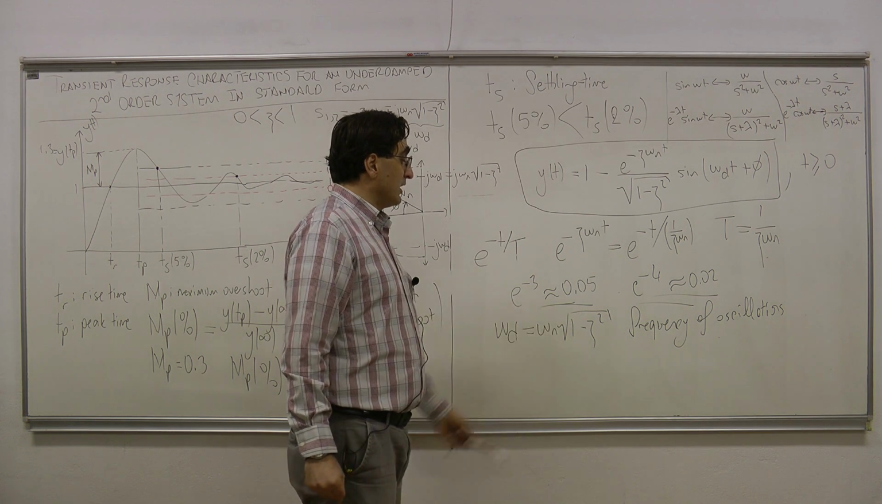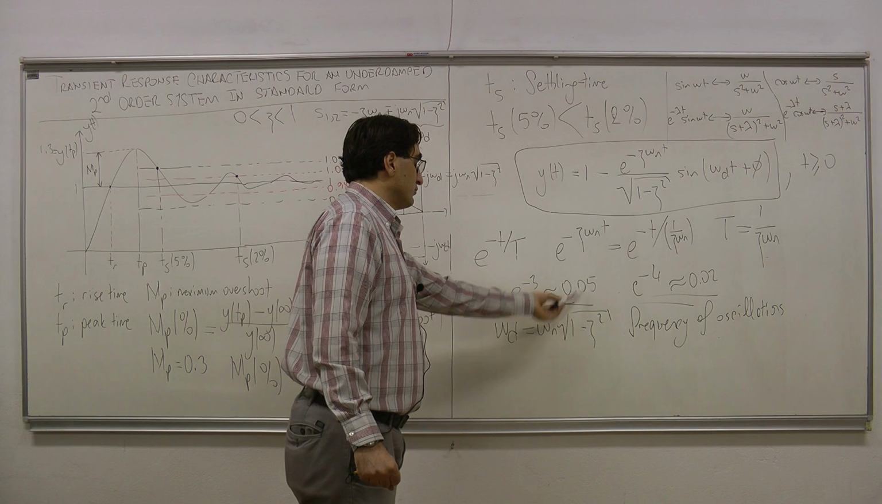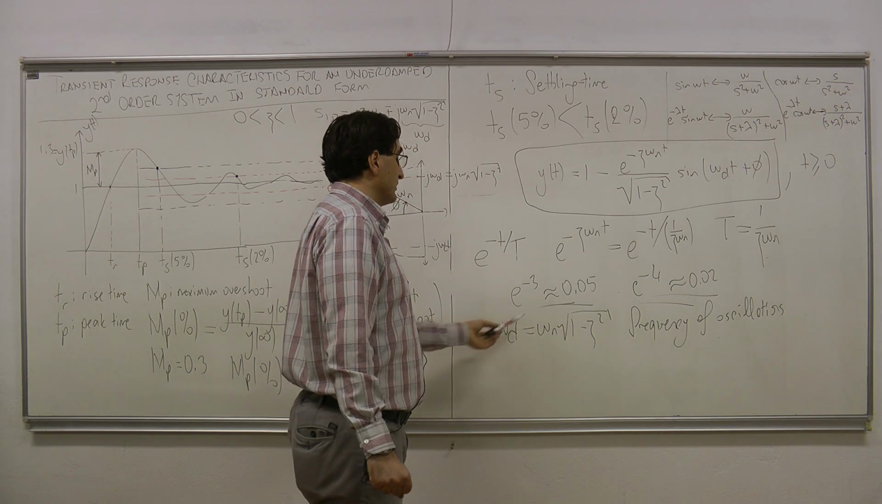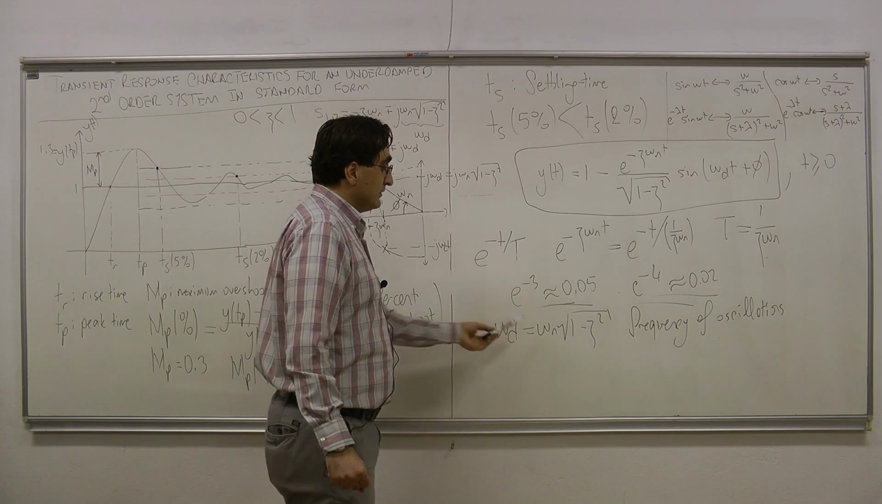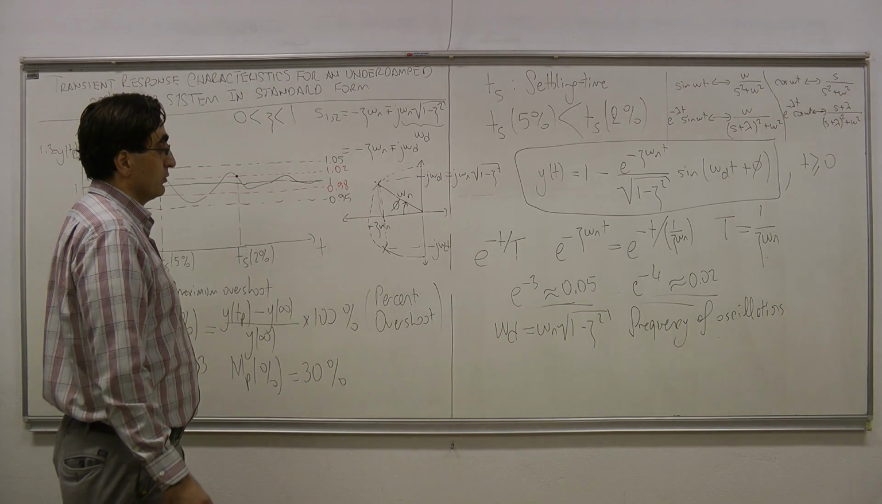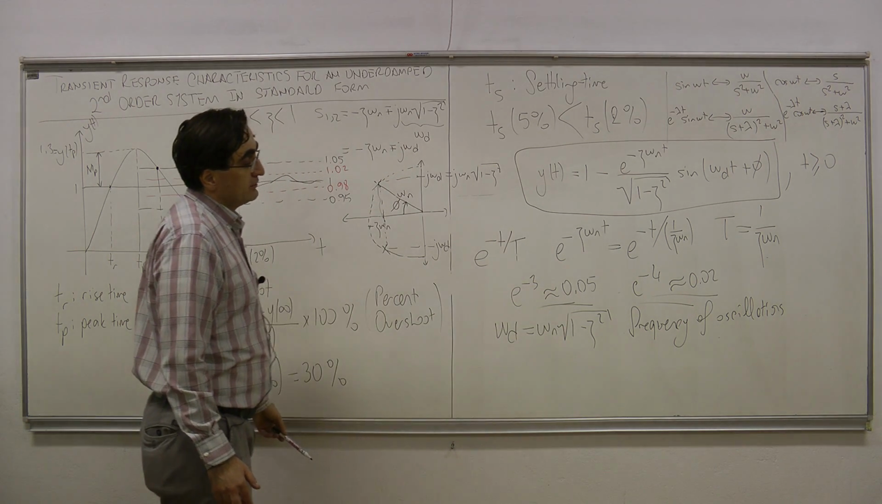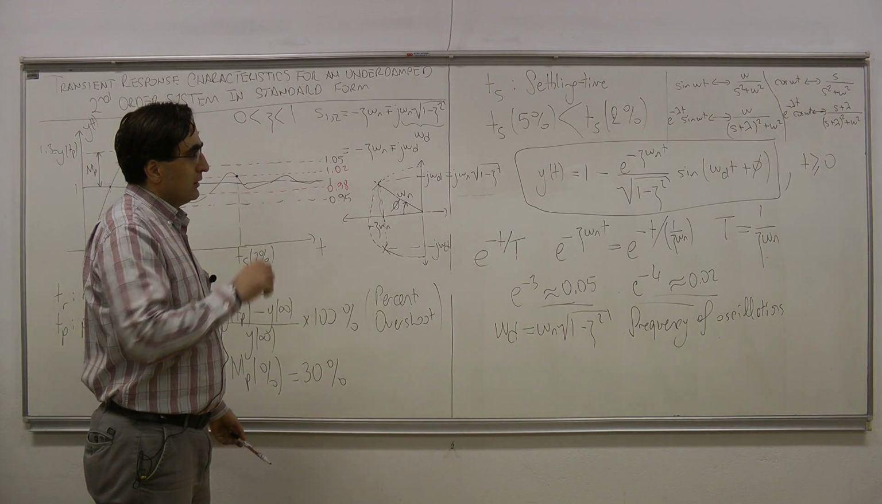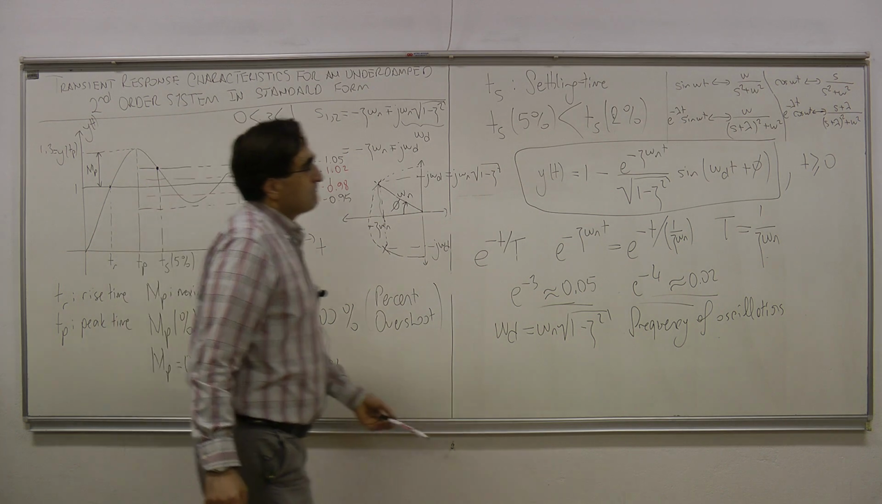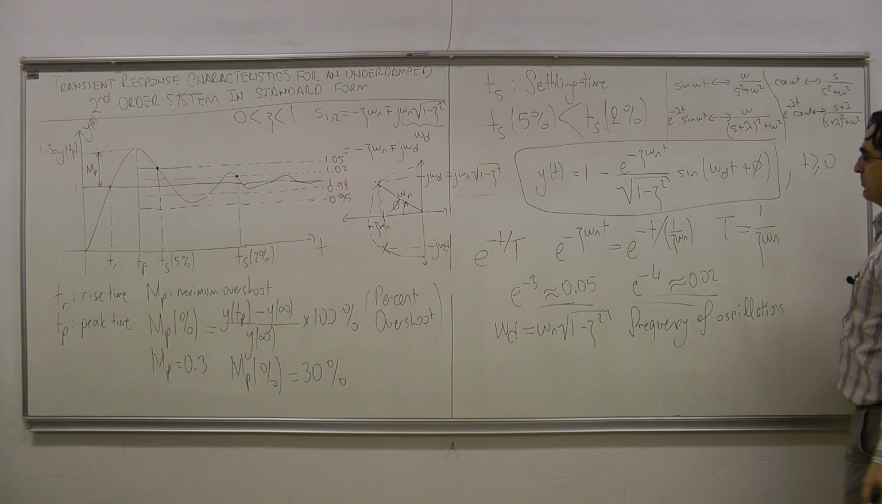What about when psi is equal to 0? When psi is equal to 0, this term becomes 1, so we have omega d equal to omega n. In that case, we get the undamped natural frequency, because psi equal to 0 is the undamped case. So I see that the frequency of oscillations of this sine is omega d.